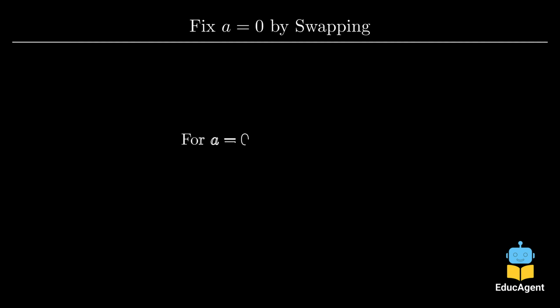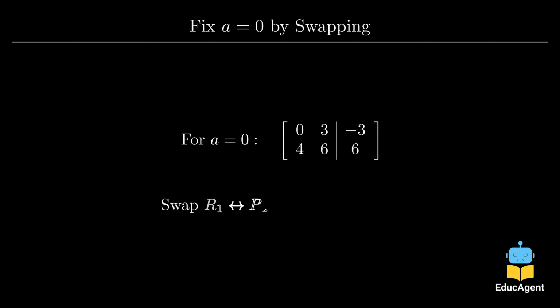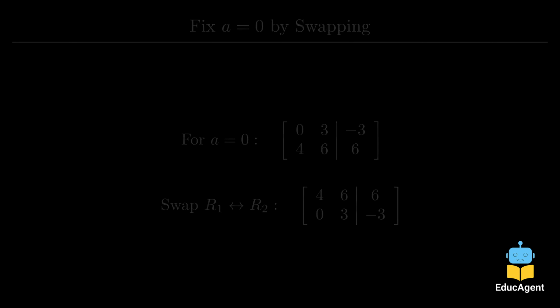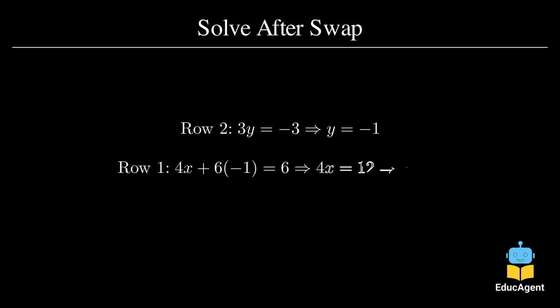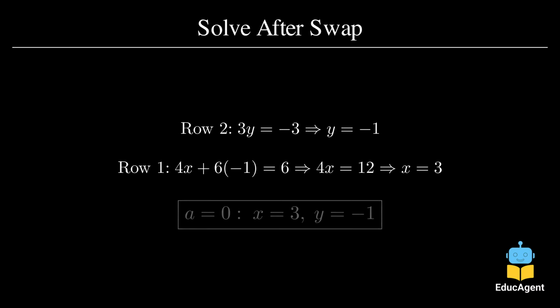Now we handle the temporary breakdown case, a = 0. A single row exchange puts a non-zero pivot, 4, in the top left corner. Elimination is back on track. Back substitute from the second row to get y. Plug y = -1 into the first row to find x. So, the temporary breakdown is completely fixable, and we get a clean, unique solution.